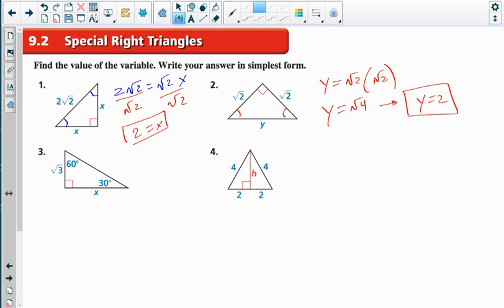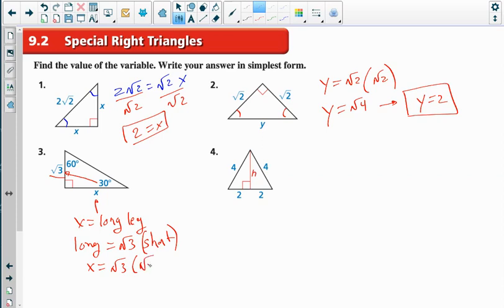Number 3 is a 30, 60, 90. We see that 30 is opposite the root 3. That's the short leg. And x is opposite 60. That's the long leg. So x equals the long leg. And the long leg is equal to root 3 times the short leg. So since the long leg is x and the short leg is root 3, x is equal to the square root of 9, or we can say x is equal to 3.